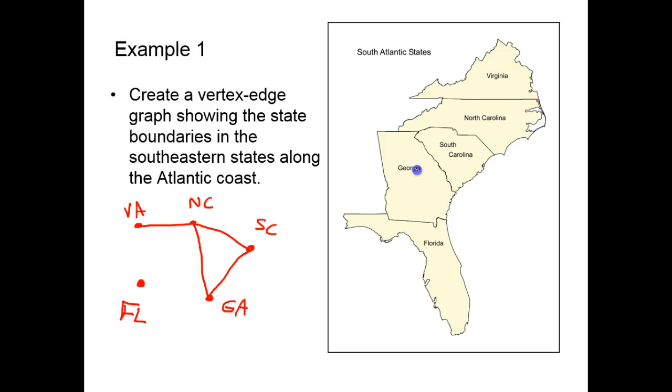Let's move on to Georgia. So now, we've already covered the fact that Georgia shares a border with North Carolina and South Carolina. So that's why we have these two edges right here from Georgia to North Carolina and between Georgia and South Carolina. But Georgia also shares a border with Florida. So we will make another edge representing the shared border between Florida and Georgia. As we move on to Florida, we see that Florida only has the one shared border with Georgia, and we've already covered that, so that is really the end of our vertex edge graph.